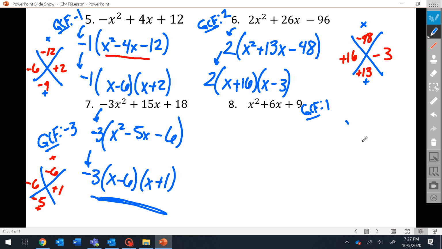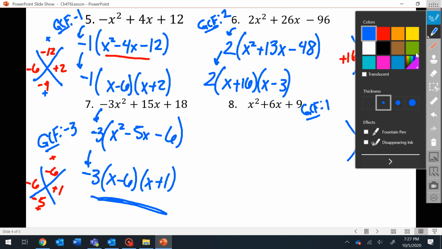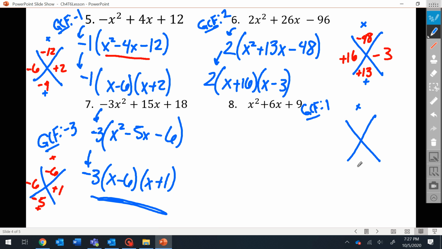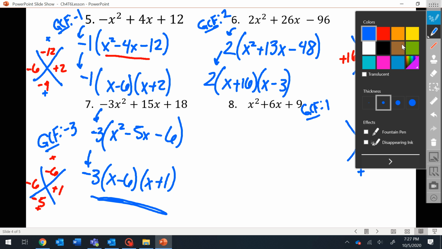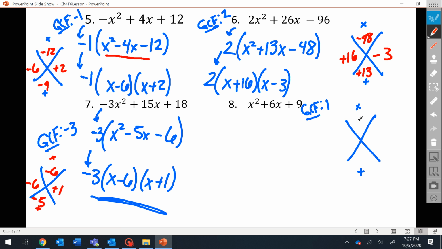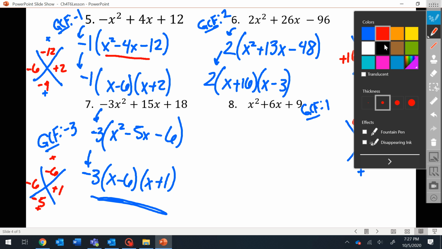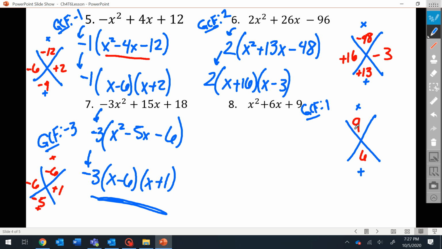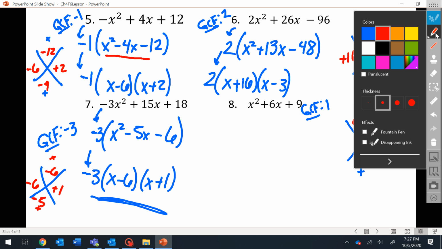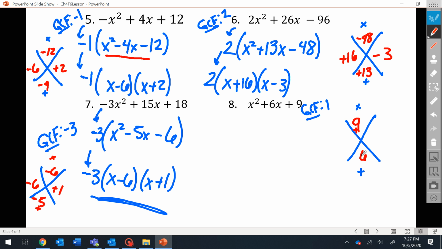All right, number 8. The GCF is 1, so we don't need to factor that out. Multiply up top, add in the bottom. Up top we have 9, the bottom we have 6. Positive 9 and positive 6. It's always good to put the signs here. So positive 9, positive 6.